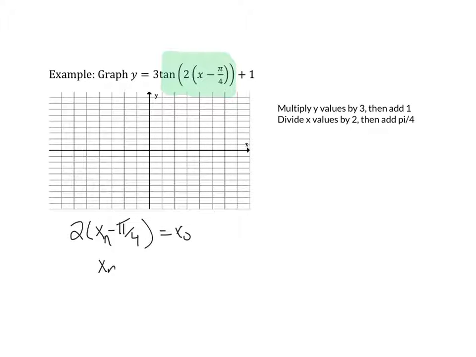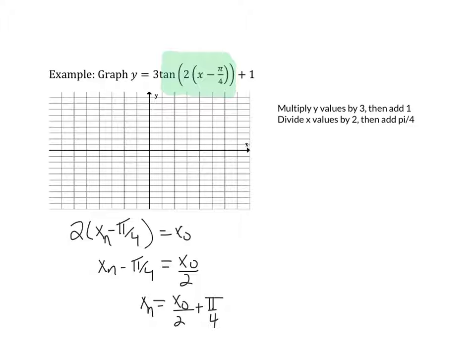So to solve for the new x values, I'm going to first divide both sides by 2, and then I'm going to add pi over 4 to that. So my new x values are my old x values divided by 2, and then have pi over 4 added to that. So that's exactly what I said over here.